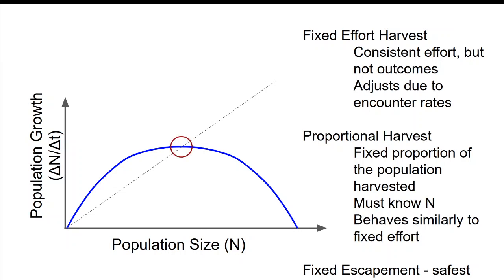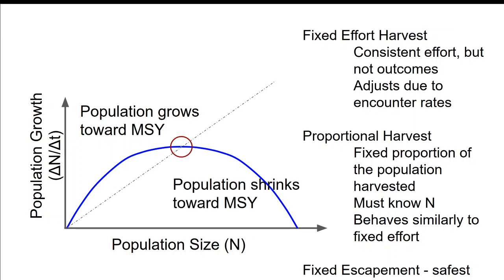So if we have it just right, it can go through the maximum sustained yield. As we harvest below that, we take a small proportion and the population grows towards the maximum sustained yield. And then if we harvest above that, the population shrinks towards the maximum sustained yield, and we're getting the most that we can out of that wild population.